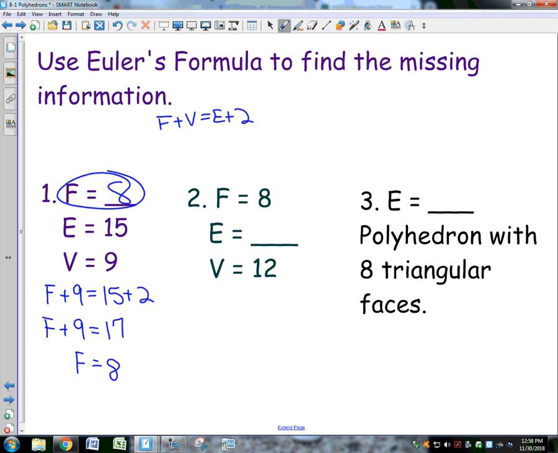Okay? What if we have something that has 8 faces but now has 12 vertices? Well, plug them in the equation. Faces plus vertices equals edges plus 2. So 8 plus 12 equals E plus 2. What's 8 plus 12? 20 equals E plus 2, so E is 18.